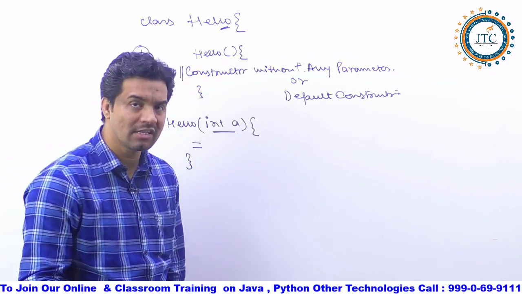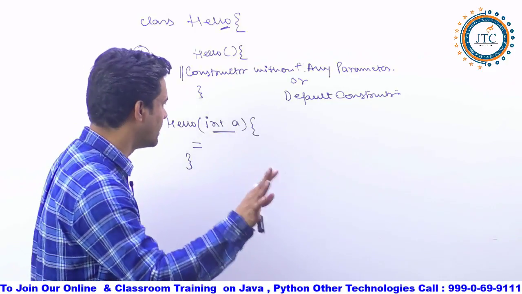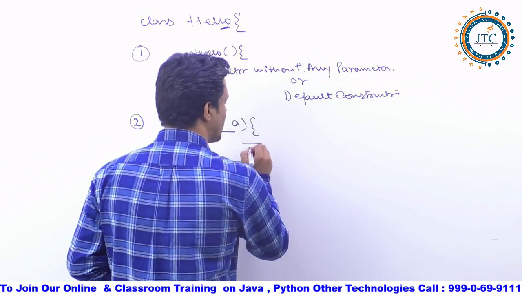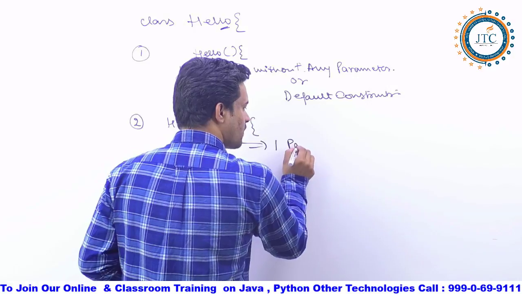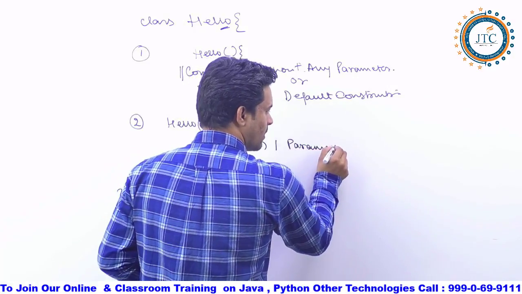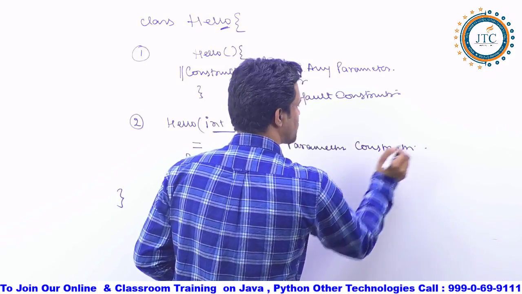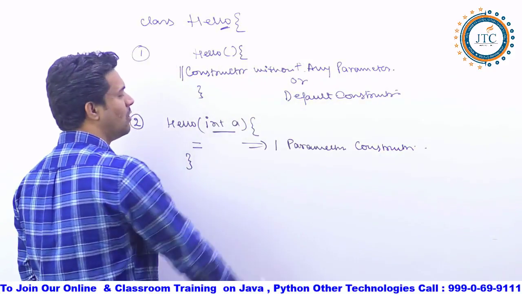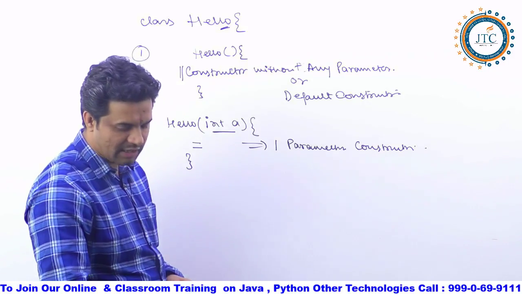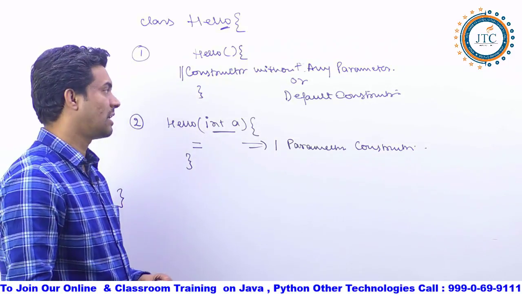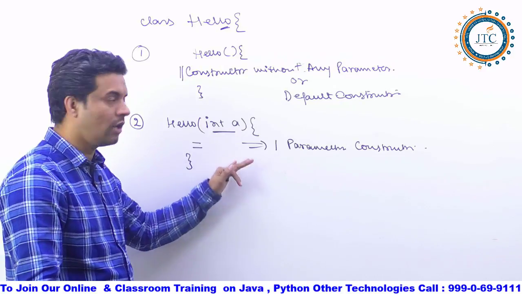I am not going into this again. So we can call this a one parameterized constructor. Basically we are calling this a one parameterized constructor. Is that clear to you all, guys?